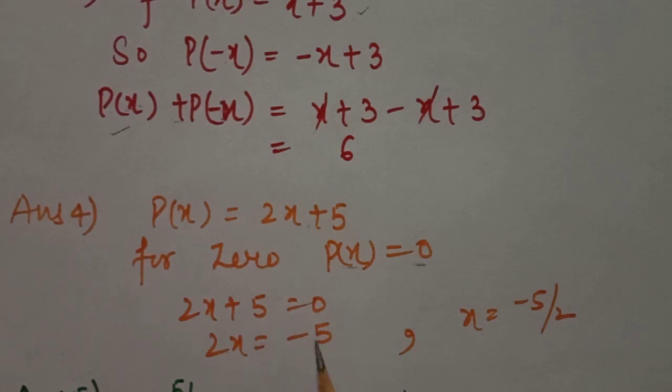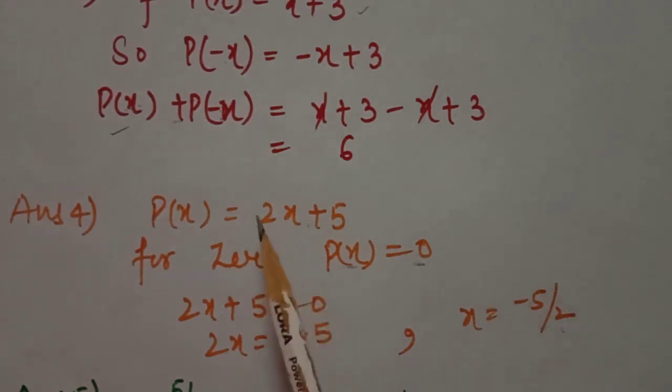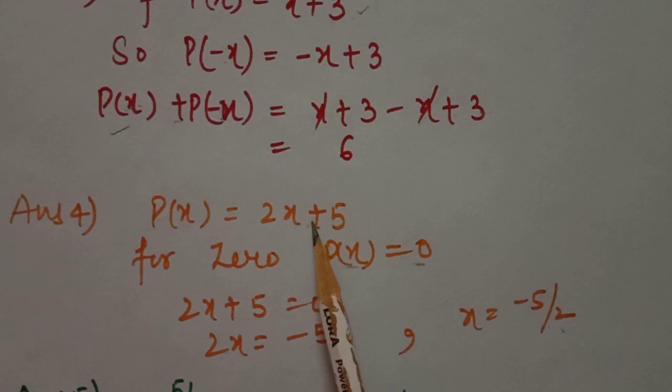2x is equal to minus 5. Why minus 5? Because we have to shift this number from this side to the other side, so the sign will be changed. Here 2 is present in multiplication. When we shift it to the other side, it will be present in division. So the zero of the polynomial is minus 5 upon 2. If you want to cross check your answer, then put this number in the given polynomial. If it gives us 0 as the result, then it is the correct zero of this polynomial. This is the verification method.